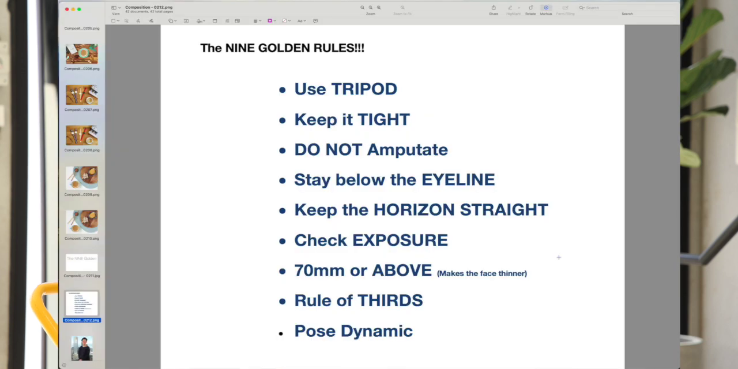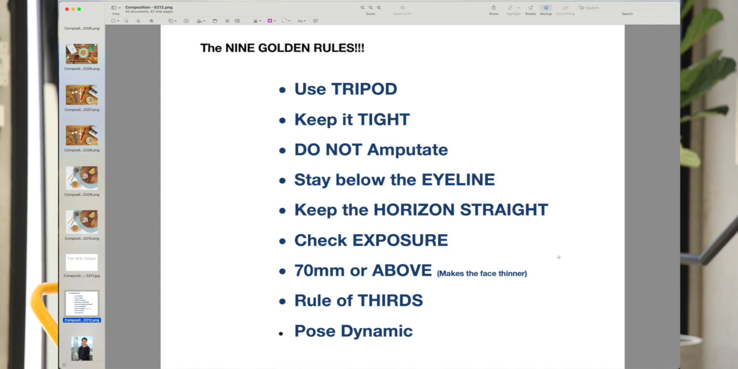Now, if our photographers came in and decided to shoot whatever it is they wanted, I couldn't set up a business or a system that was replicatable. So we created a set of 9 golden rules that all they needed to do was follow these 9 golden rules to be able to create more sellable images for our business. These are the rules. Use a tripod. Keep it tight. Do not amputate. Stay below the eye line. Keep the horizon straight. Check your exposure. 70 millimeters or above. Rule of thirds.